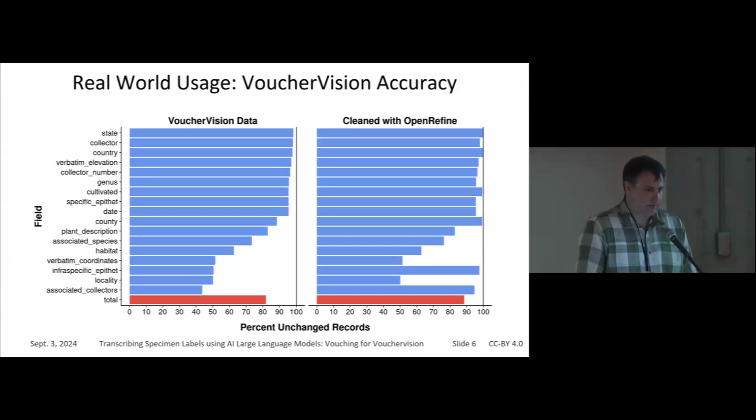This is the same data after running it through OpenRefine. And so a number of fields get longer bars from this. A few really stand out. So infra-specific epithet really improved here from doing our cleaning and cleaning out those taxonomic authors. And this associated collectors field is almost wholly based on standardizing indicators of no data. And so that really helped there. And that brought our accuracy close to 90%, which for me is fantastic.